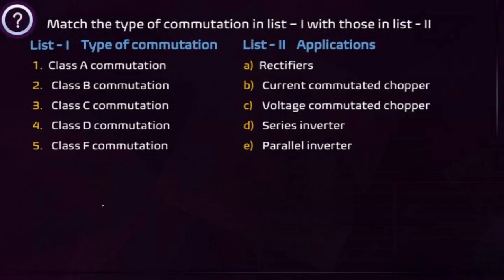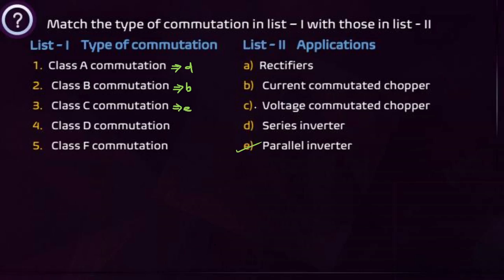And this question is a matching question based on the application point. Where can we use class A commutation? Class A commutation is used in series inverters. Where can we use class B commutation? Current commutated chopper. That is B is the matching. Where can we use class C commutation? Class C commutation is used in parallel inverters.